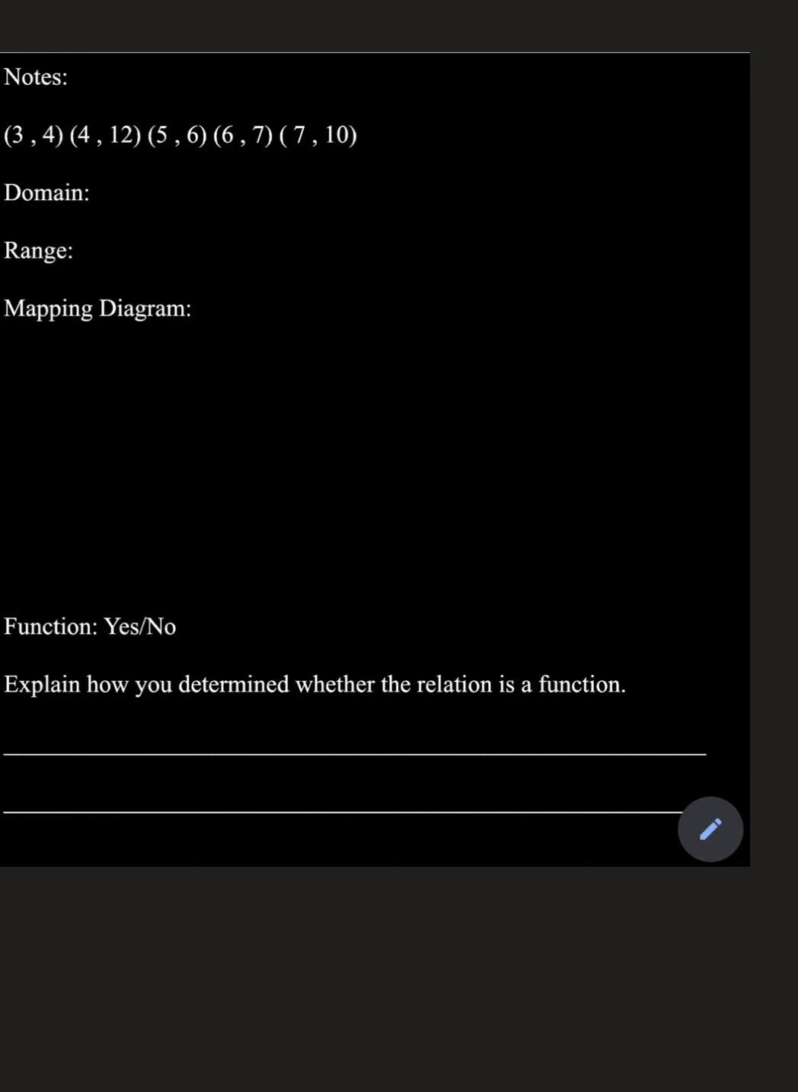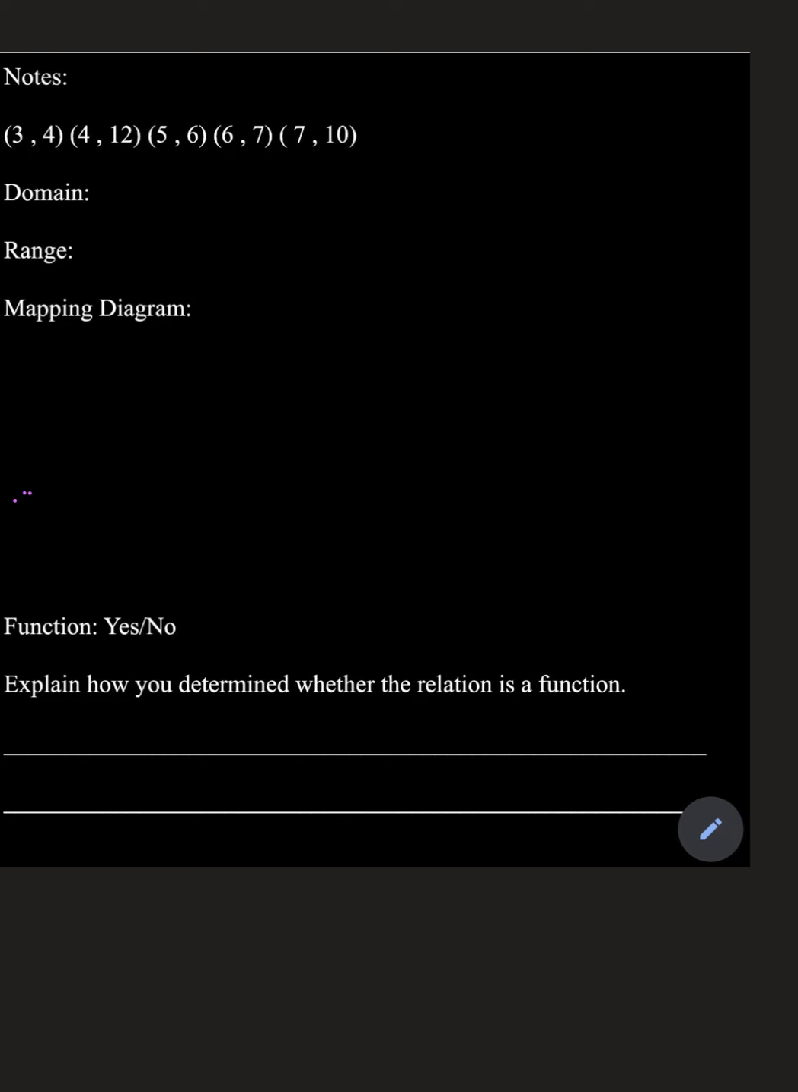So our first example, we have a list. We know that this is definitely a relation, but is it a function? So what we're going to do, we're going to start off, we're going to list our domain, list our range, and then I'm going to tell you what a mapping diagram looks like and show you an example. And then we're going to decide if it is a function or not.